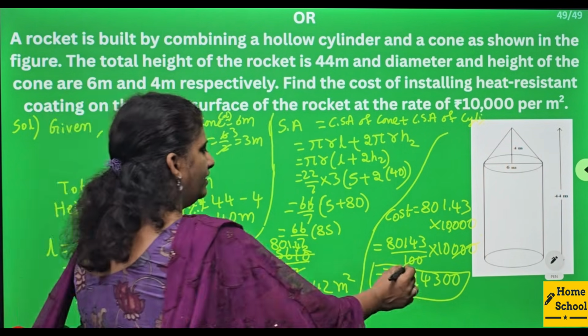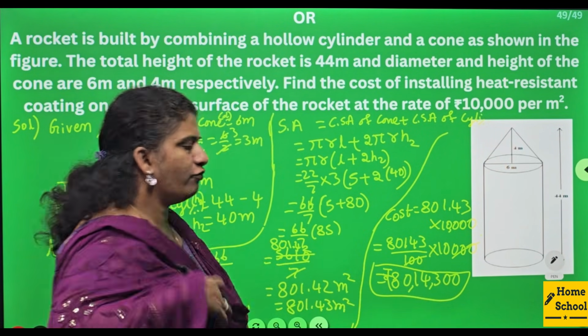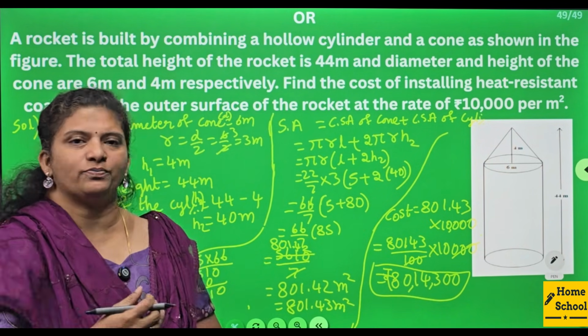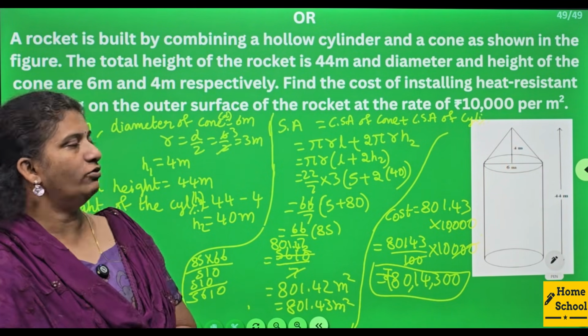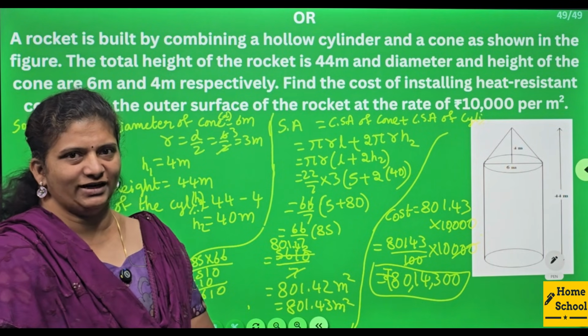Is this clear? That is 80 lakhs 14,300 rupees is the cost of installing heat resistant coating on the outer surface area of the rocket.